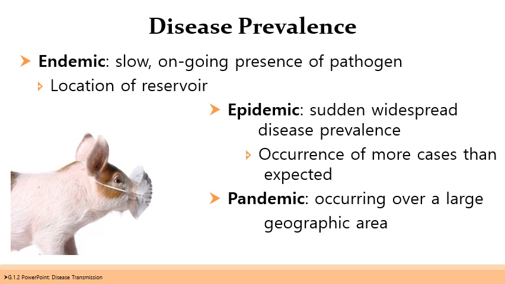So we use a couple of different terms to talk about the severity of a disease and its prevalence. We actually talk about those three levels as endemic, epidemic, and pandemic. Endemic diseases are identified as steady, ongoing presence of a disease within a population. This normally occurs due to the presence of a reservoir within a particular location. For example, tick-borne diseases, such as Lyme disease, are endemic within the United States based upon the presence of the deer tick. Now, that's just within the deer population.